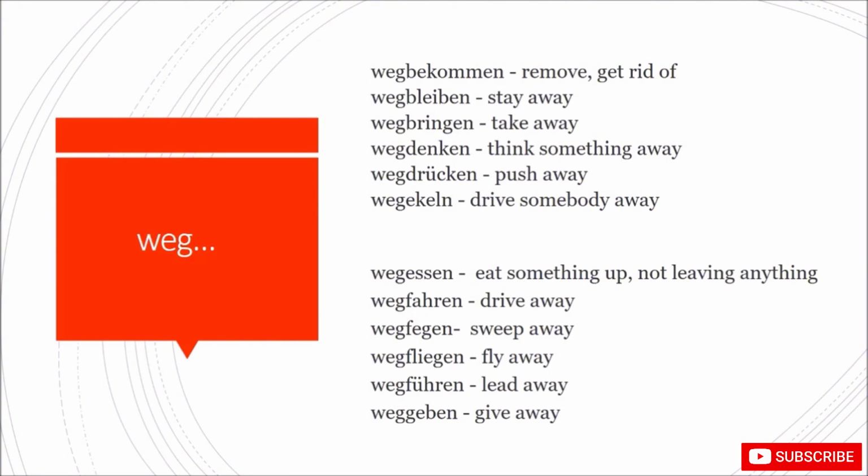Wegekeln. Now, ekel as a noun is disgust, or something disgusting. And wegekeln is to behave disgustingly or nastily until that person that you want to get rid of walks away, moves away, goes away. Not a very nice word, really. Wegessen. Now that's to eat something up and not leaving anything behind. Wo ist der Kuchen? Ach, den habe ich weggegessen. Sorry, that cake's gone. I've eaten all of it.